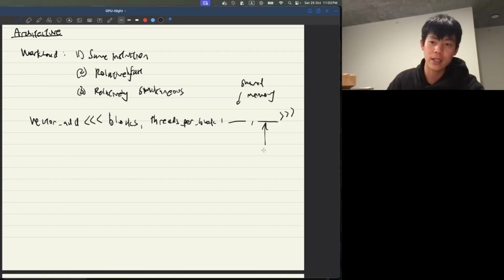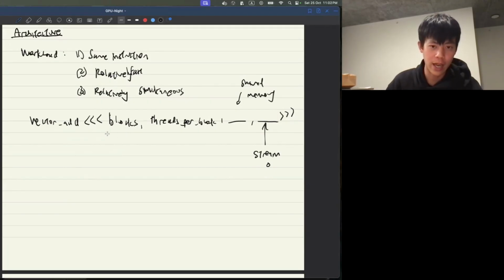And this is the stream, the CUDA stream. By default, we use stream 0, but there can be other streams. A stream is really something related to synchronization, but I won't talk about it in this video. Maybe in some future video. So this is how we launch a kernel.